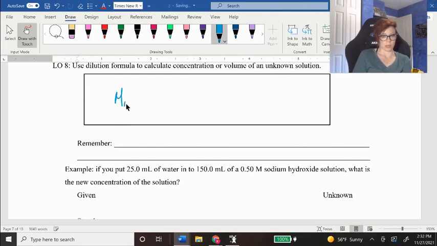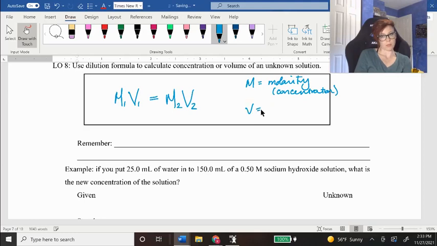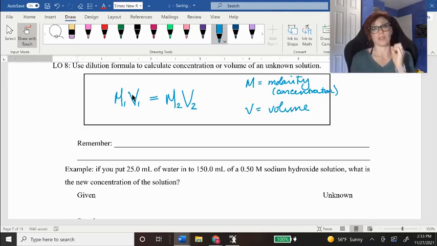M1V1 is equal to M2V2, where M is equal to molarity or concentration, and V is equal to the volume. So 1 is the initial, 2 is the final. So there you go. Remember, multiply two quantities that go together and divide by the odd quantity. I can't tell you this enough.